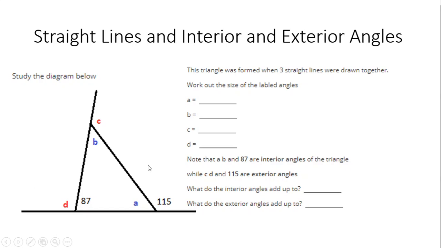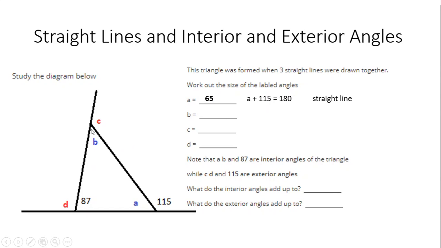First of all, angle A. I hope you can see that angle A lies on a straight line with this 115. So A plus 115 should make 180. In which case A on its own would be equal to 180 minus the 115, which makes 65.